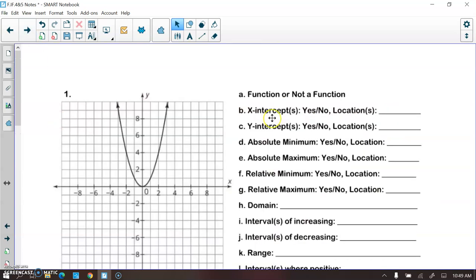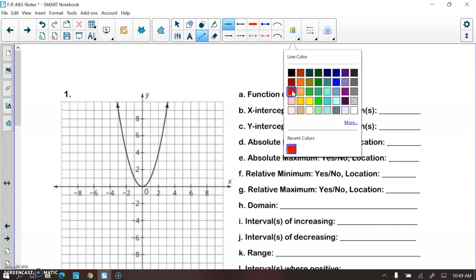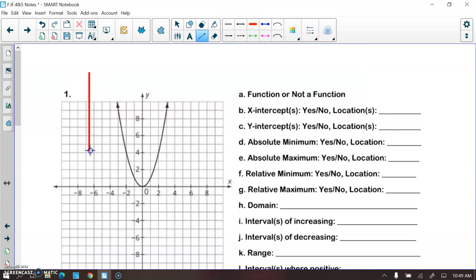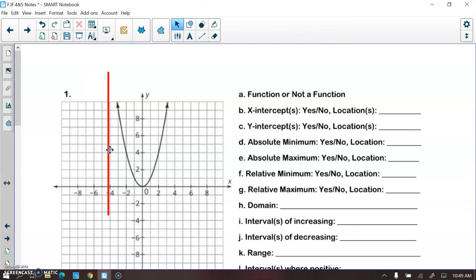So if we flip our page, let's determine if we're dealing with functions or not. We can also look at the x and y intercepts because that's something that we've done before. X-intercept is where it crosses the x-axis, and y-intercept is where it crosses the y-axis. So let's first determine whether we're dealing with a function or not. So we're going to take a vertical line, such as your pencil, you can use your ruler, you can use your ID, and we are going to just simply drag it across this graph.